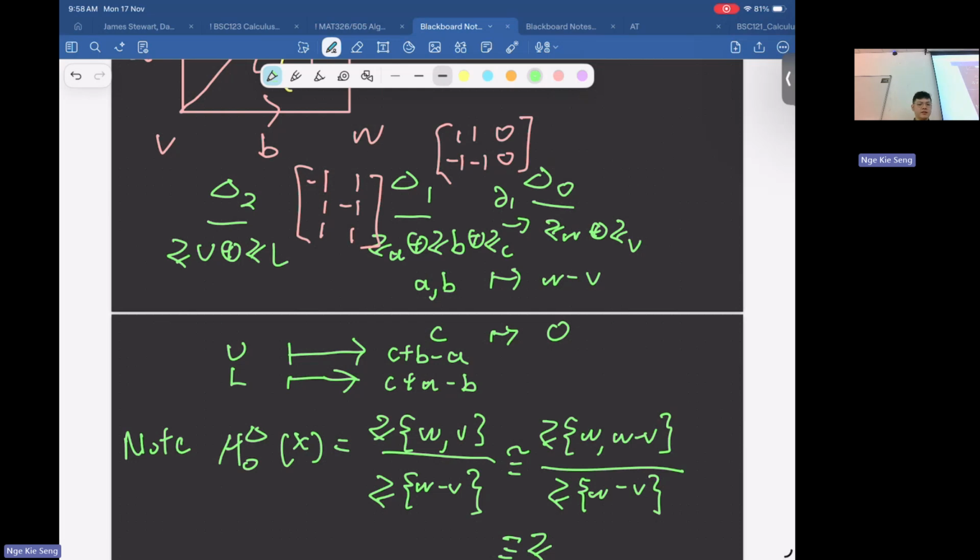Because we said that the kernel is two-dimensional, is it? So image can only be left with one-dimensional. That's true. First year. So just now we said that the null space is 0, right? The null space is 0.